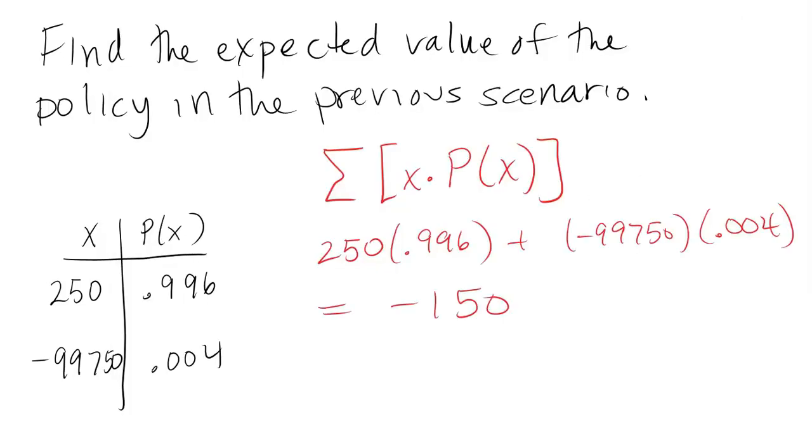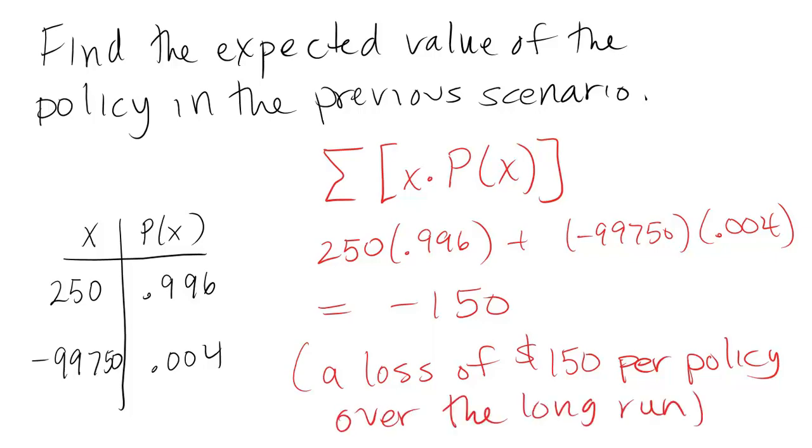I'm going to show you that other way to use the calculator, but before we do that, let's interpret what this answer means. We're doing this from the perspective of the company, so if we get a negative answer like that, that's a loss of $150 per policy over the long run. In other words, if the company sells many policies of this type to similar people, they actually expect to lose money on these policies because their expected value is negative.